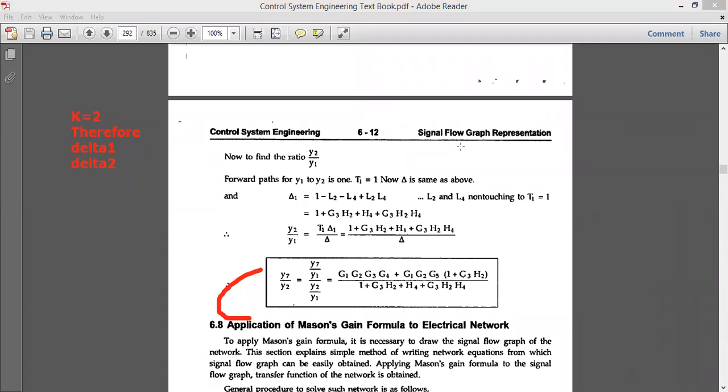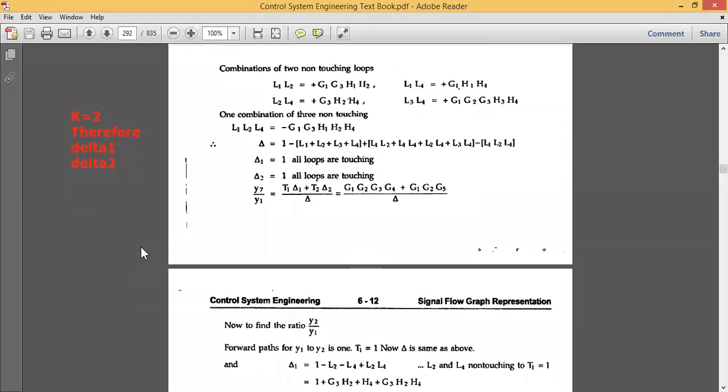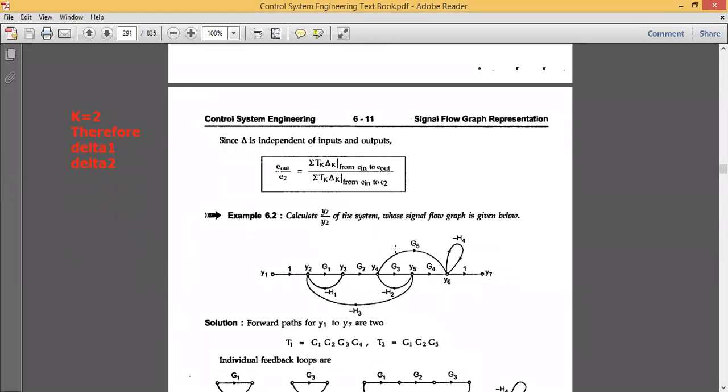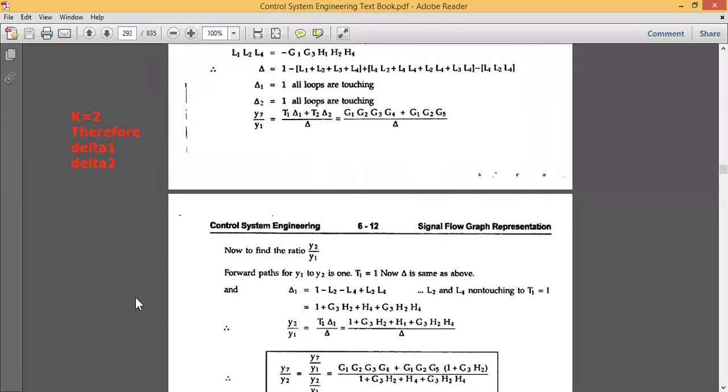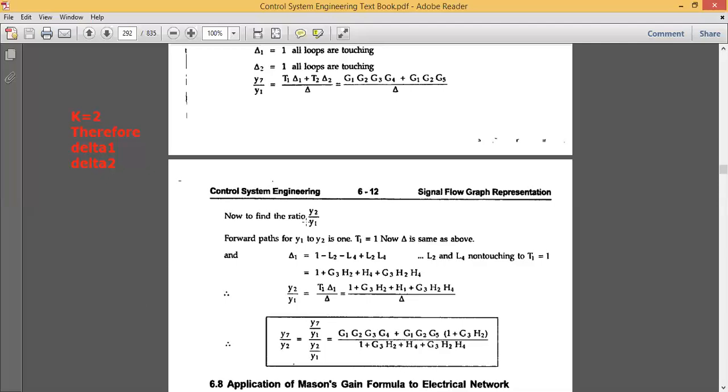So in this way, we try to go for finding the transfer function for a given signal flow graph. Now you can see here delta 1 into delta T1 into delta 1 divided by delta. But the question they have asked here is for the signal flow graph y7 divided by y2. They are not telling y1, they are telling it as y2. So here you can see that it is y2 divided by y1.